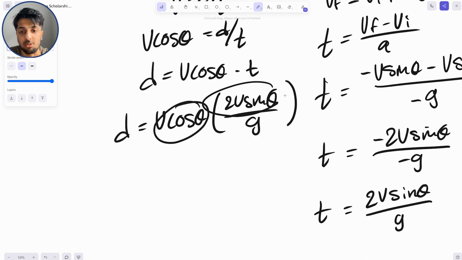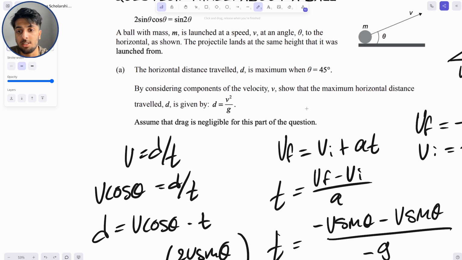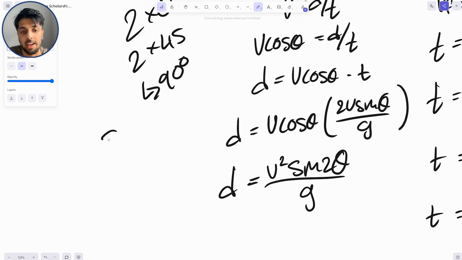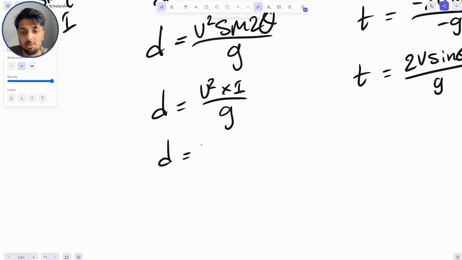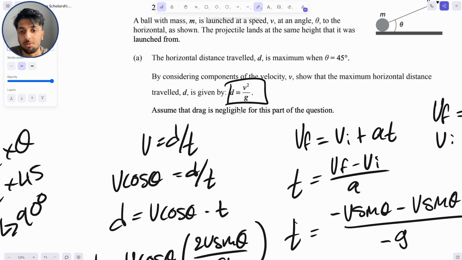As we have our cos and our 2 sine theta right here, we can simplify this as v squared. Again, we get our v squared from timesing this v with this v. And this is sine 2 theta all over g. Now our launch angle is 45 degrees, so 2 times theta would be 2 times 45, and that's equal to 90 degrees. And sine 90, as we know, is equal to 1. So that means d is equal to v squared times 1 all over g, and so d is equal to v squared over g. And that is our final equation that we're looking for.